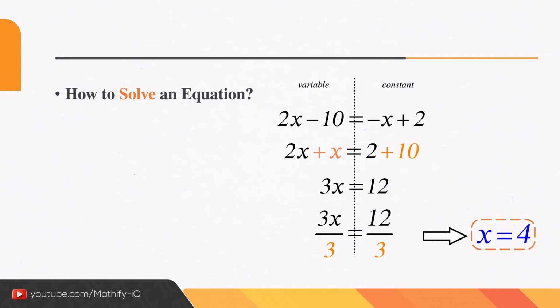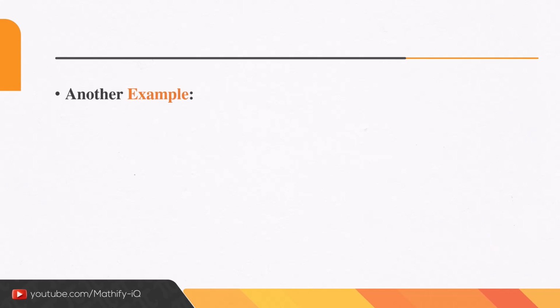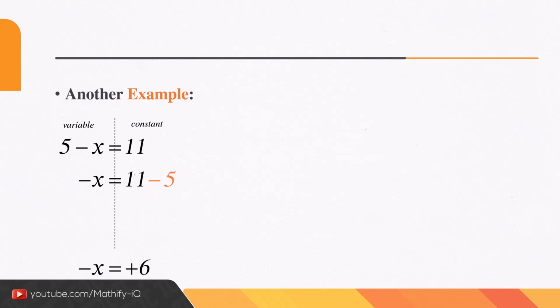Another example, let's solve this equation. 5 minus x equals 11. First, we identify the boundary at the equal sign. The variable negative x is already on the correct side, but the constant positive 5 is misplaced. We move 5 to the other side, changing its sign. Negative x equals 11 minus 5. Simplifying, negative x equals 6.